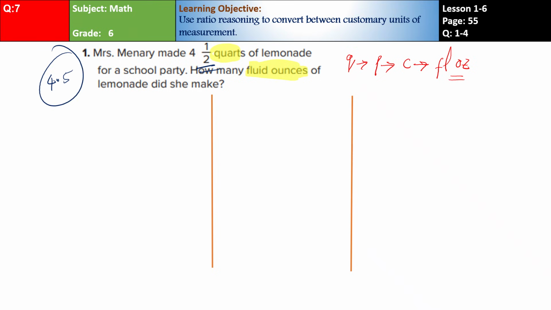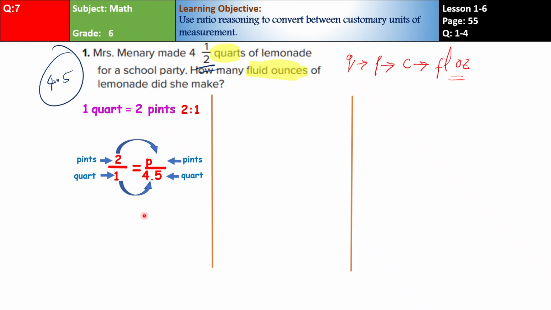Now, as we know that one quart has 2 pints, what ratio do we have now? 2:1. We are going to write pints first and then quarts, 2:1. How many pints will be there for 4.5 quarts? Now, as we know that 1 multiplied by 4.5 gives you 4.5, so we will multiply 2 with 4.5. 2 multiplied by 4.5 gives you 9.